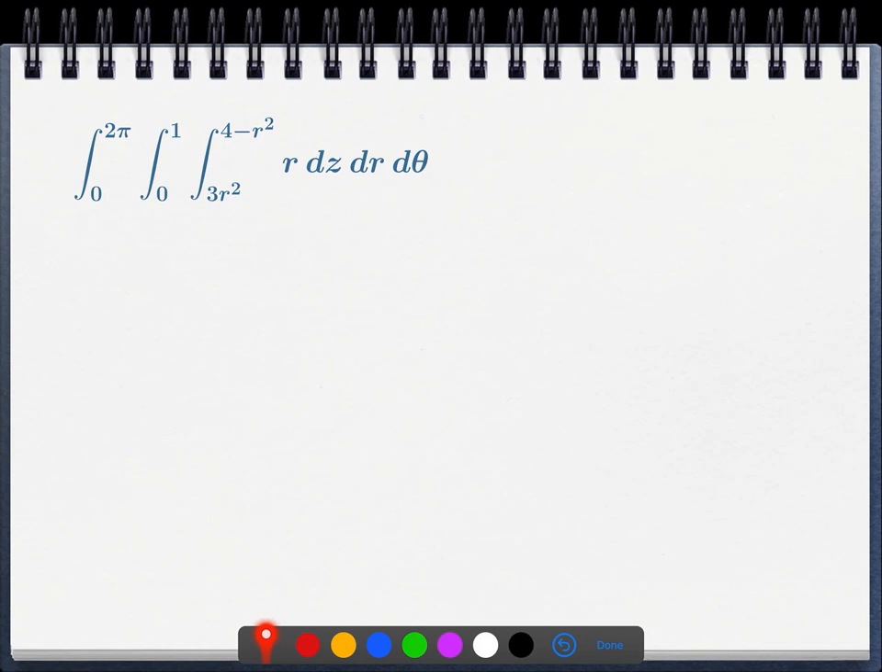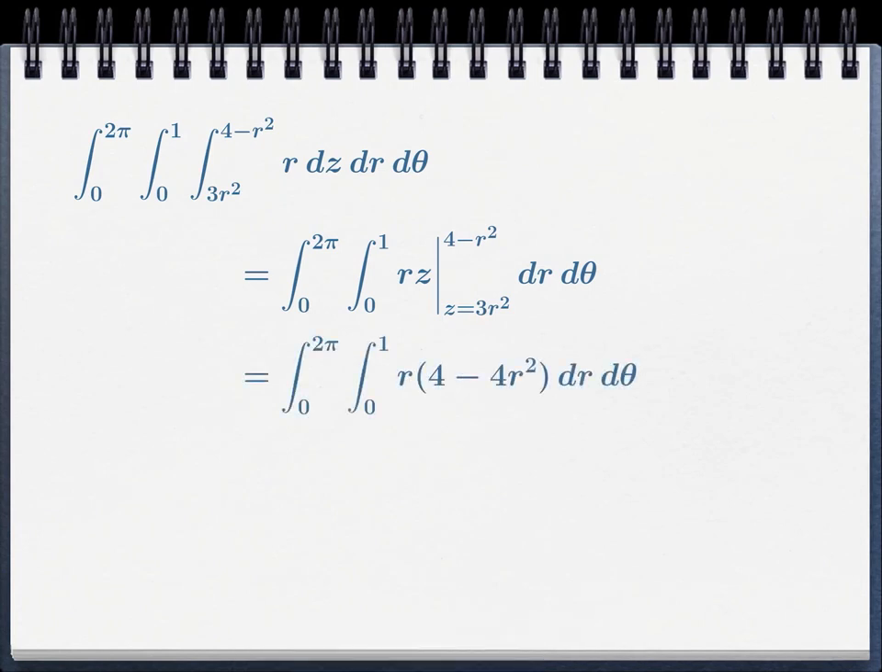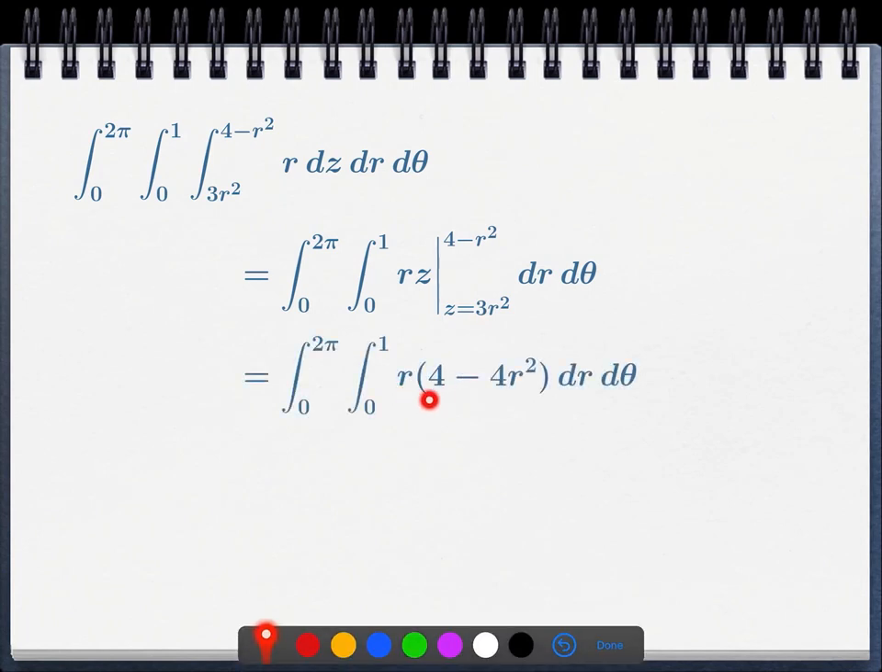So when I integrate r, I'm just going to get rz, because r is a constant, and z is evaluated from 3r squared to 4 minus r squared. Notice that 4 minus r squared minus 3r squared is just 4 minus 4r squared. So I have a 4r here. When I integrate that, I'm going to get 4 times r squared over 2, which will be just 2r squared. And I have a minus 4r cubed here.